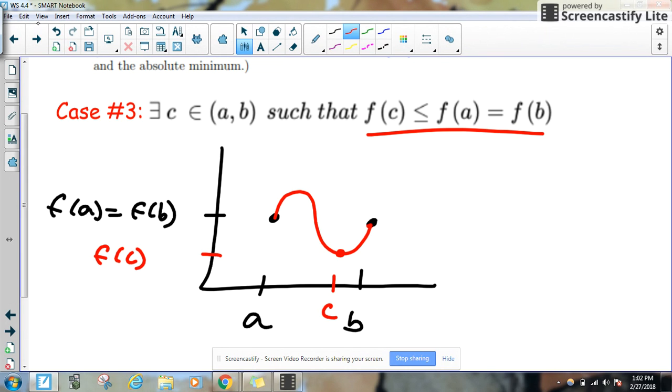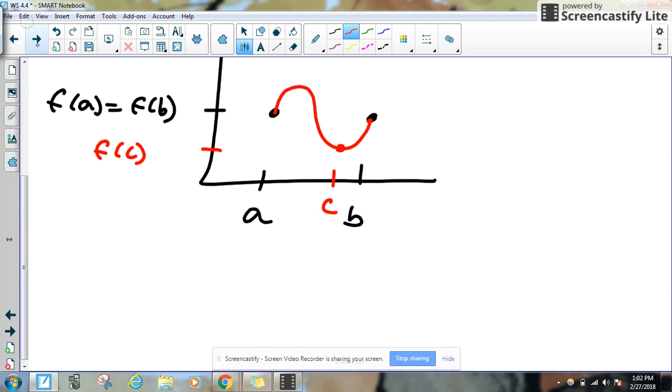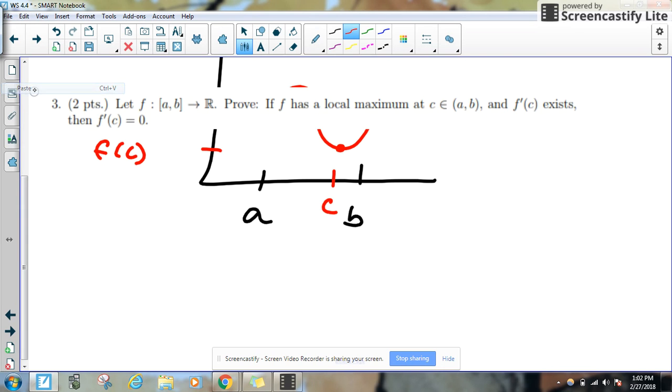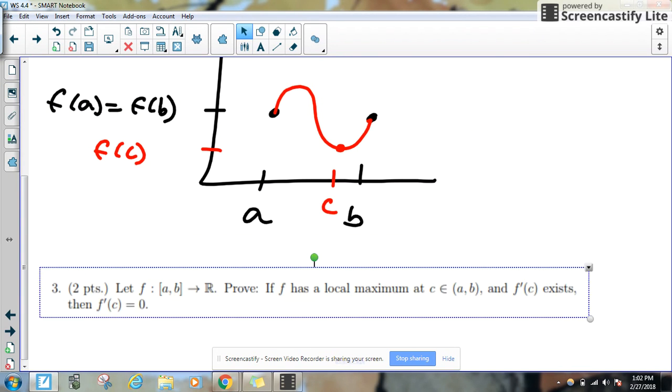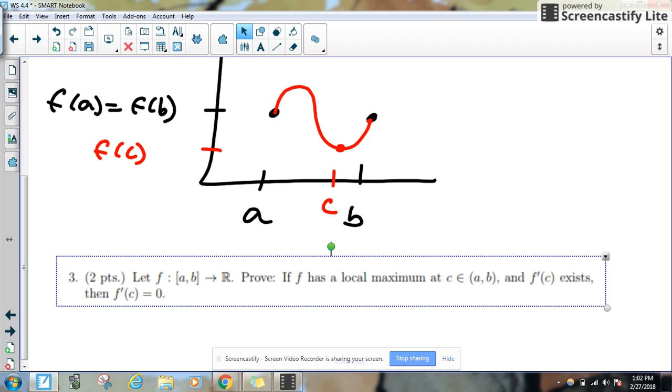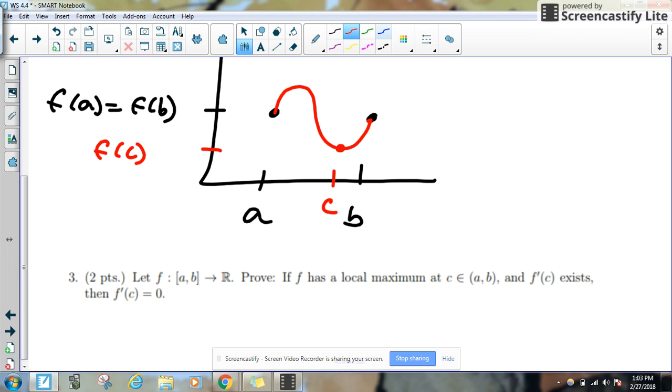But here's the thing. Again, by using problem number 3, come back here, problem number 3, down here. If f has a local minimum, which again, we can use the same argument as for the maximum, then the derivative must equal 0. So because I'm allowing c to be my minimum in this example, f prime of c is equal to 0, and my third case is done.